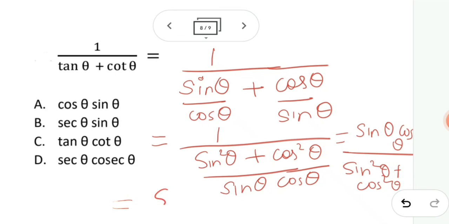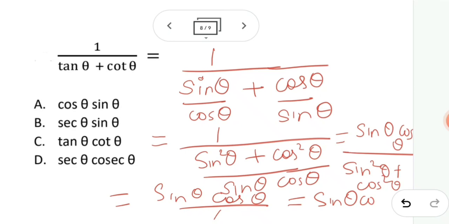So we can replace this term with 1. So we will be getting sine theta cos theta upon 1, or it can be simply written as sine theta cos theta. Now if we match with the options given, first option matches with our answer, cos theta sine theta. So this is the correct option. So we need to simplify whatever is given based on the relations we already know, and we can find the correct answer. So this question I have solved in front of you.